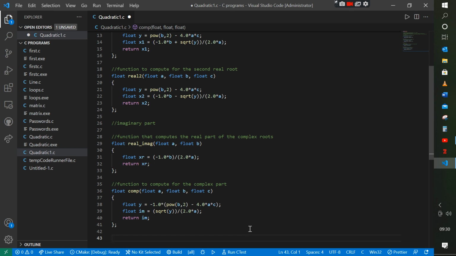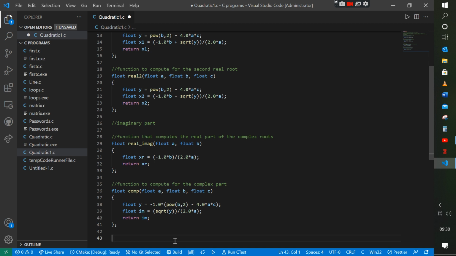From there, we can go straight away to our main function. Because, as you know, the compiler only understands the main program. So if you don't put it there, it won't understand anything and it won't run. It will give you errors.